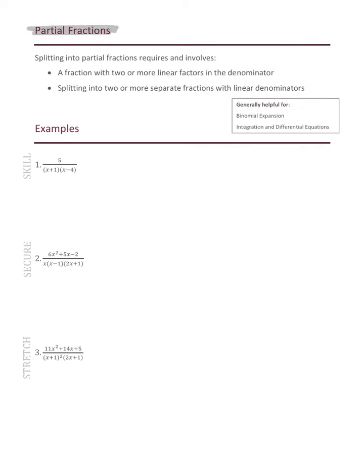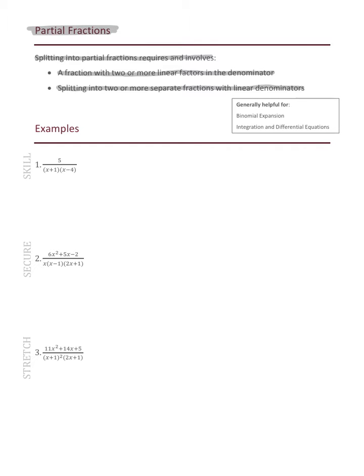Okay, so partial fractions is the title, and we're going to start with just this little notes section at the top. So what I want you to write down is this. Splitting into partial fractions requires and involves a fraction with 2 or more linear factors in the denominator. So that's what it requires, and it involves splitting into 2 or more separate fractions with linear denominators. Okay, so in the examples we'll see what exactly we're looking for.